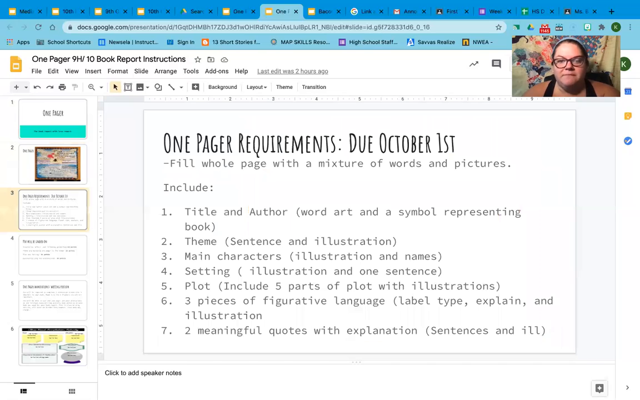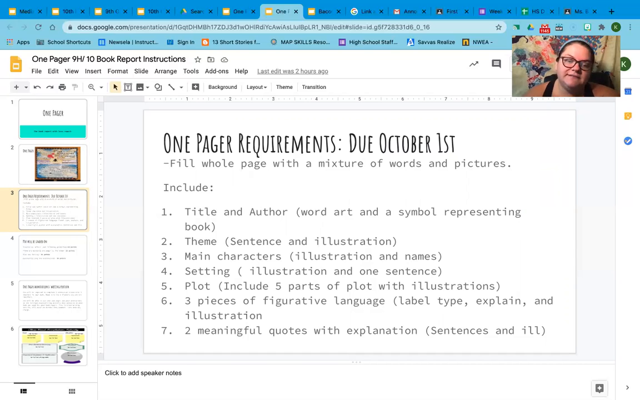So the one pager itself is going to be due on October 1st. You need to fill the whole page with a mixture of words and pictures. The one pager should have the title and author with some sort of word art or symbol representing the book. So if you're using Fahrenheit 451, that book has a lot of fire in it, right? So you could make the words look like fire, right? That type of thing. Next, you have to have the theme, and remember the theme is one sentence, and you should have some sort of illustration.